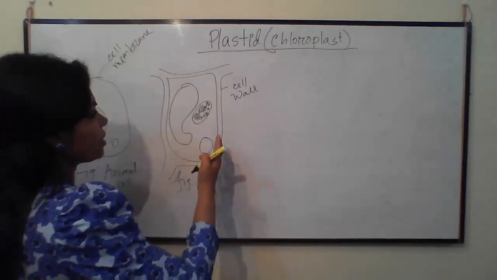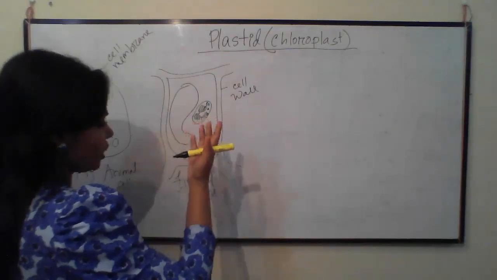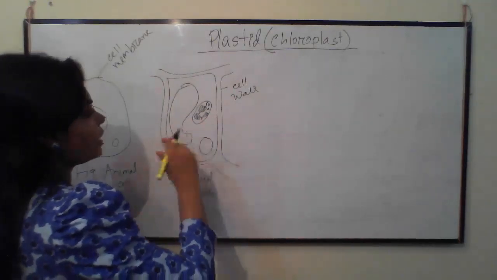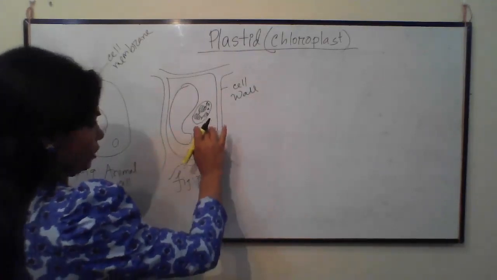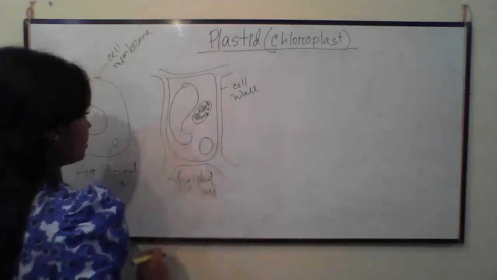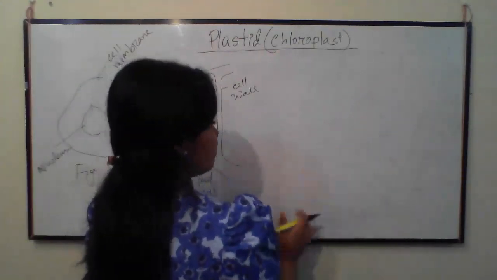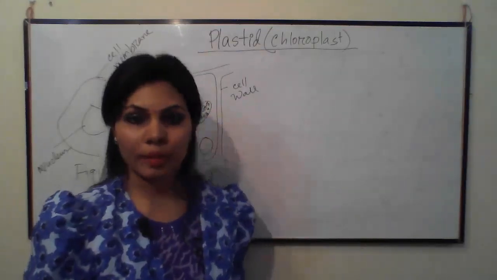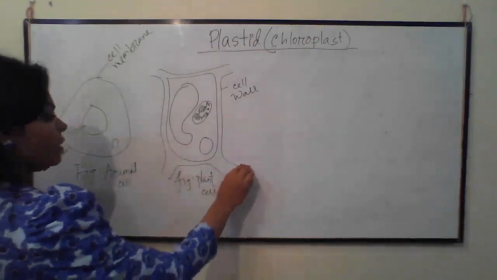There are many organelles, mitochondria, Golgi body, Golgi apparatus, different types of organelles present. I'm just going to discuss the chloroplast today. That's why I have shown the differences. So this chloroplast I will discuss today. Okay, now let us talk.